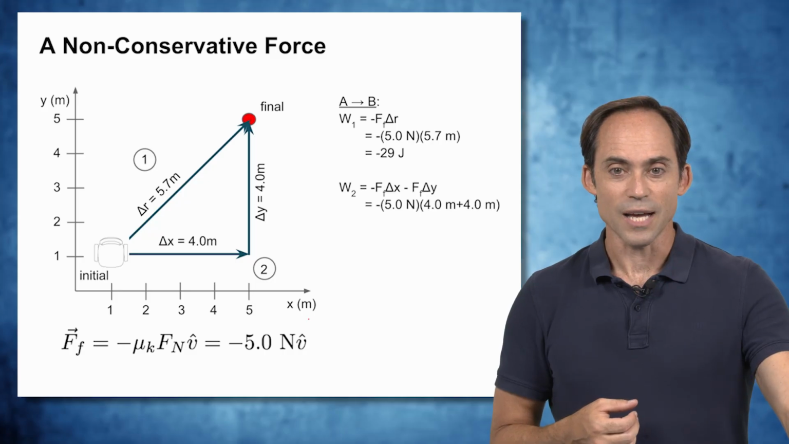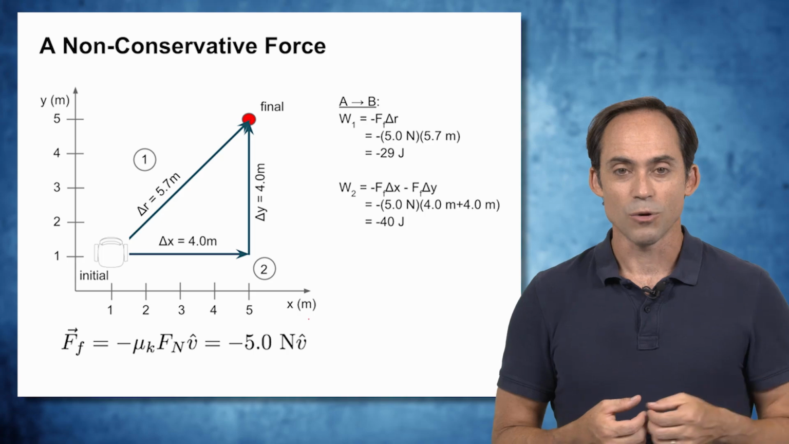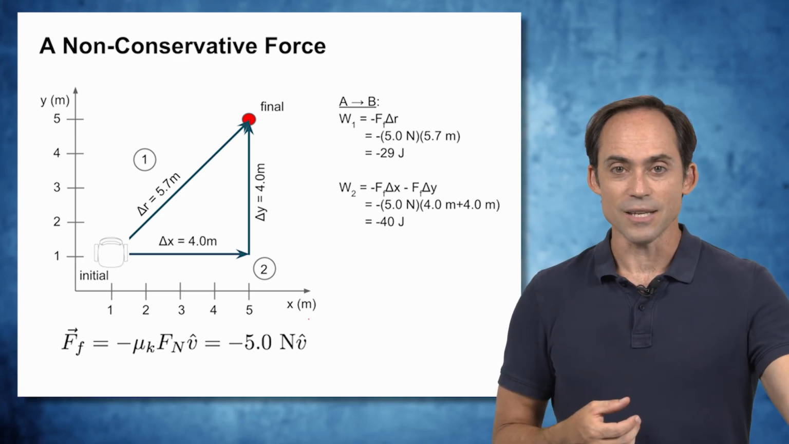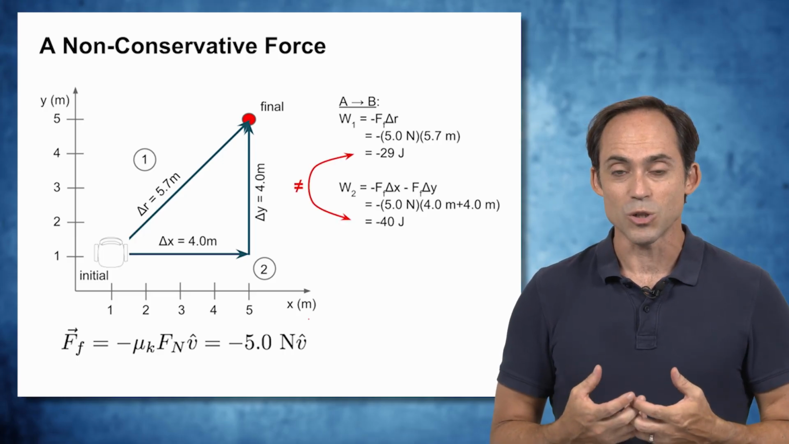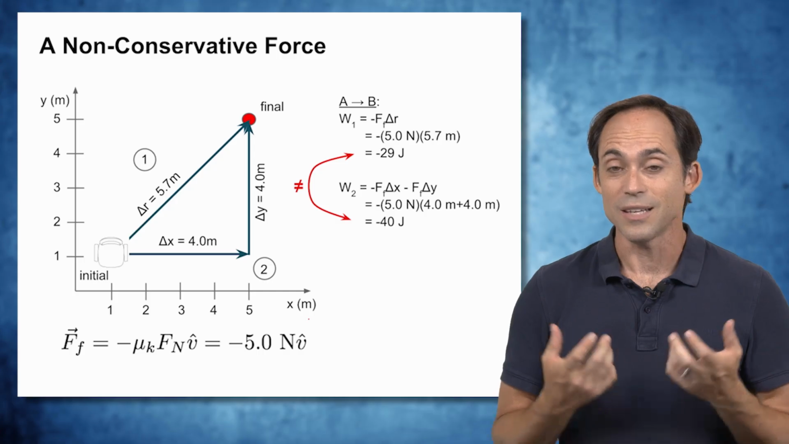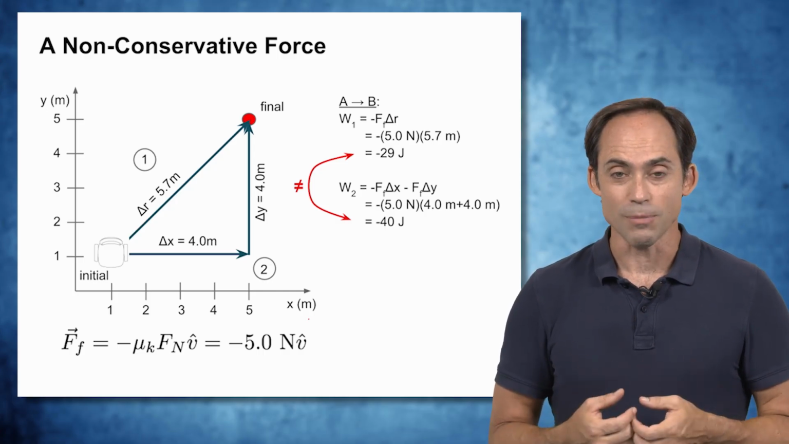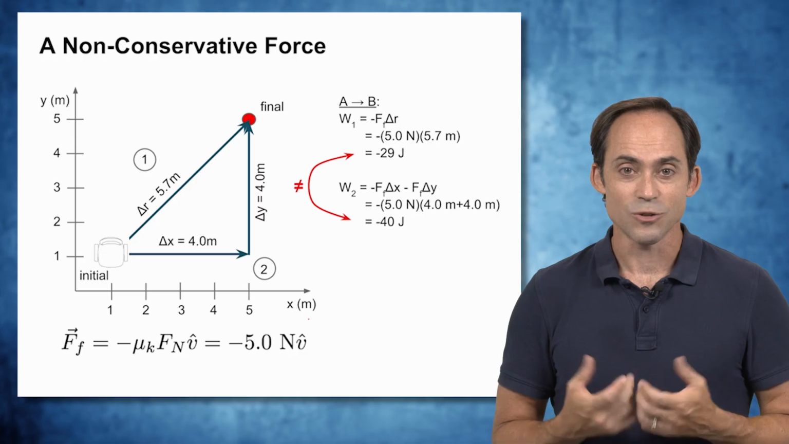So quantitatively, that's going to be 5 newtons times the sum of 4 meters and 4 meters for a total of minus 40 joules. Now notice that in this case, unlike our conservative forces, the energy that's changed between these two paths is different. We've lost more kinetic energy by following the indirect path than we did by following the direct path. So this is clearly not a conservative force because it doesn't satisfy that constraint that you have to have a path-independent work.